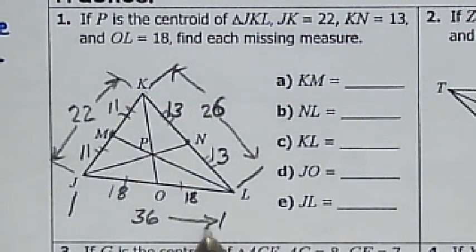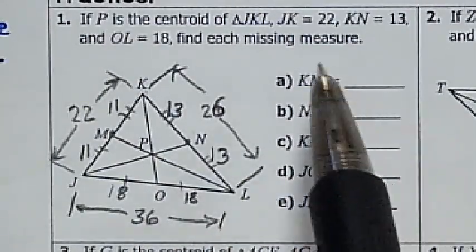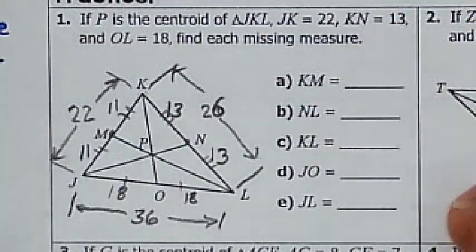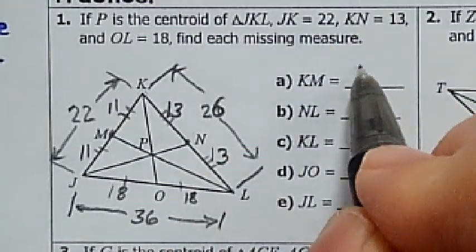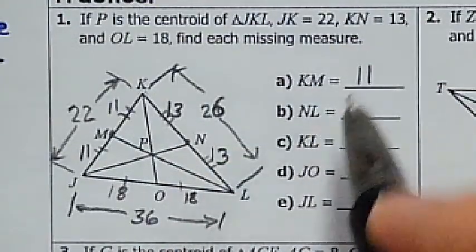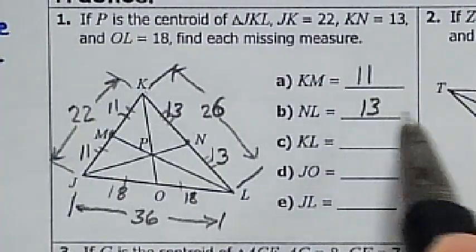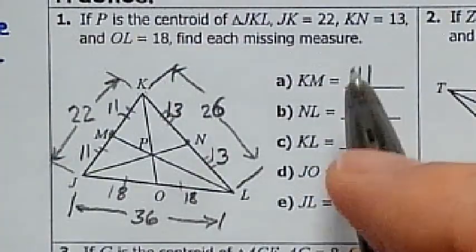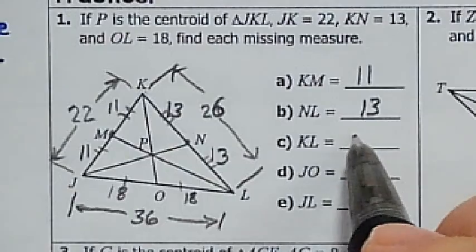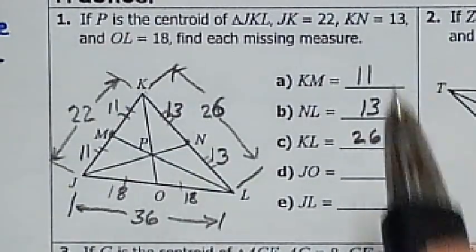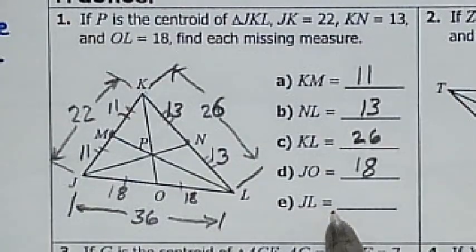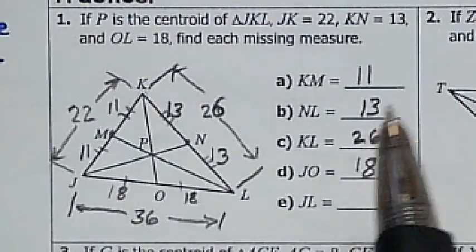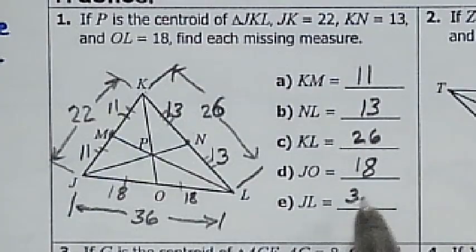What's KM? All you got to do is look. And what is NL? 13. Beautiful. And then what is KL? I'm sorry, KL is what? Gorgeous. And what is JO? Perfect. And then LJ? 36. Done. Now I want to do 2 more with you. Any questions with that? Raise your hand if that's not that bad.